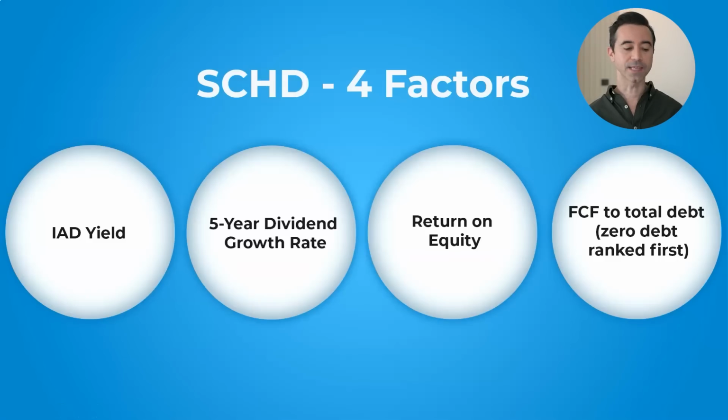The first factor we have is indicated annual dividend yield. The second factor we have is the 5-year dividend growth rate. The third factor we have is the return on equity. And the fourth factor we have is the free cash flow to total debt, and zero debt is going to be ranked first. Okay.